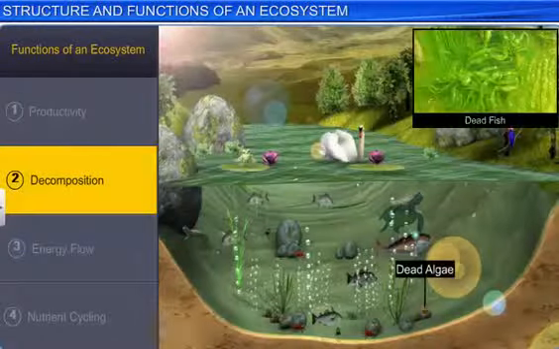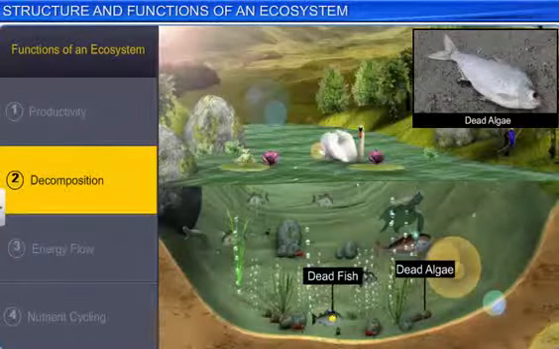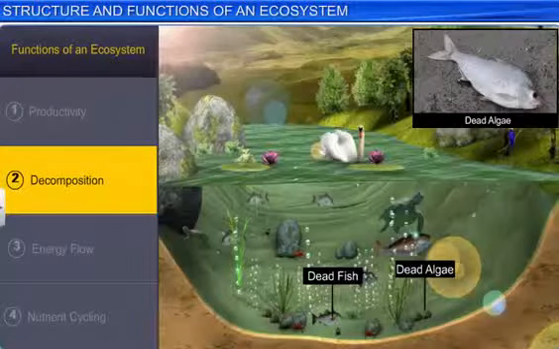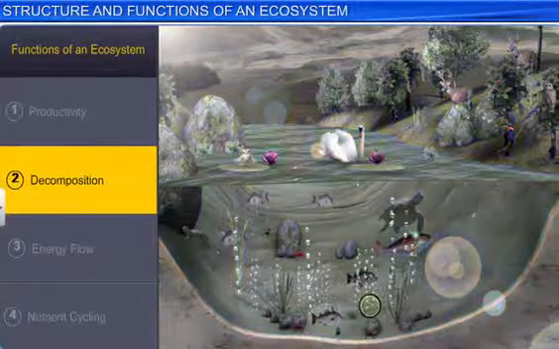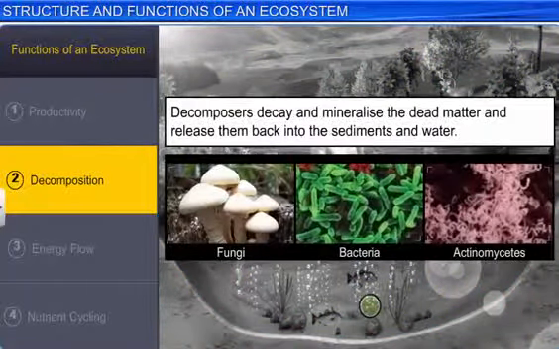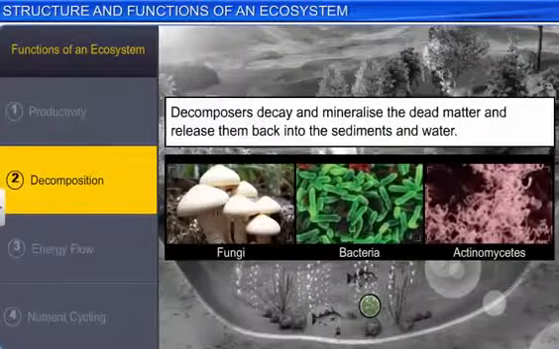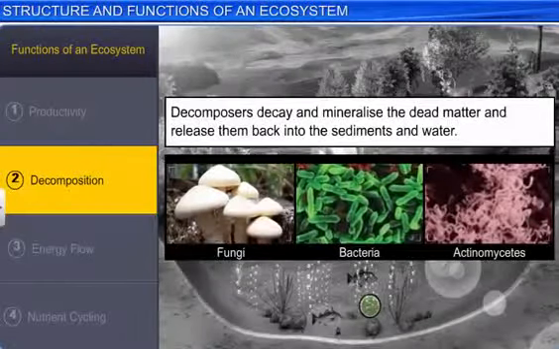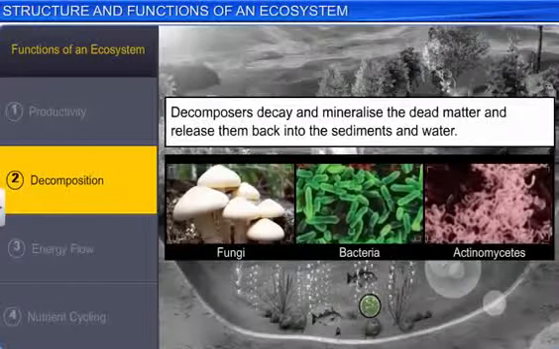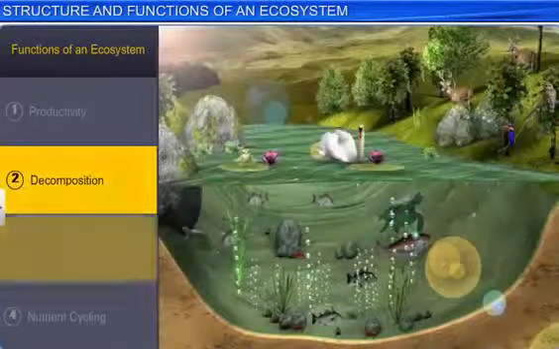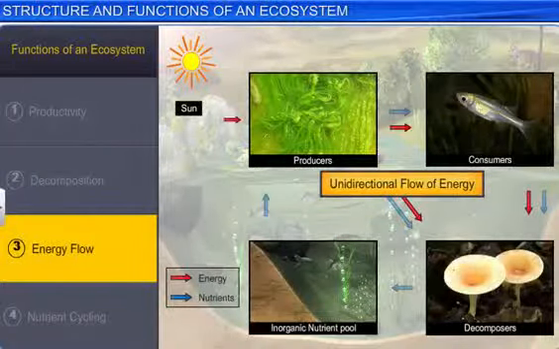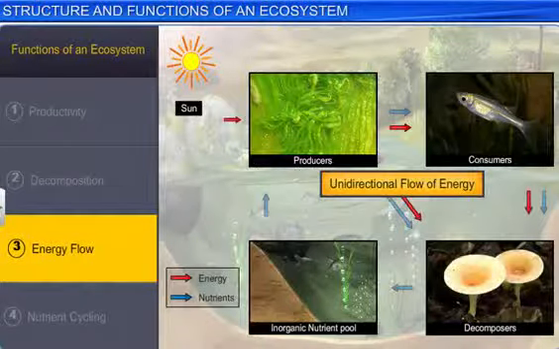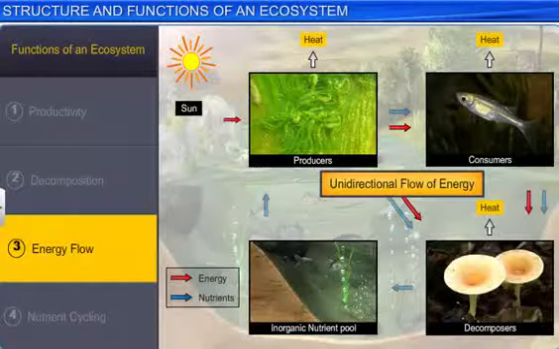When the algae and fish in the pond die, the function of decomposition takes place. That is, the decomposers decay and mineralize the dead matter and release them back into the sediments and water, which are then reused by autotrophs. Thus, there is a unidirectional flow of energy from the lower to the higher trophic levels, with substantial amounts of energy being dissipated in the form of heat to the environment at various levels.